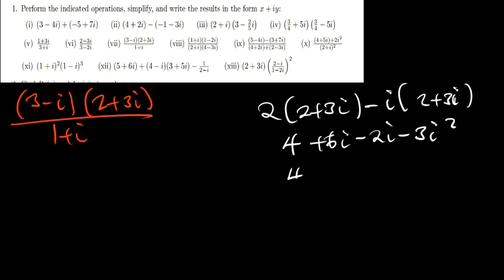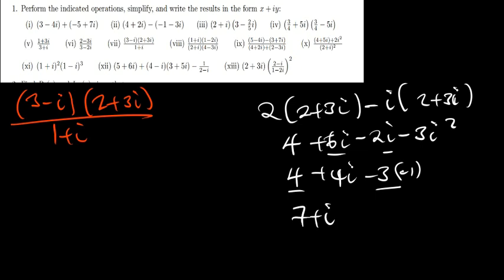So this will be 4. These two can be added, which is going to give us 4 plus 4i minus 3 i squared, then there's negative 1. So this and that is going to be plus because of this negative, so it will be 4 plus 3, which is 7. 7 plus 4i. So I'll replace now the top part with 7 plus 4i divided by 1 plus i, like that.